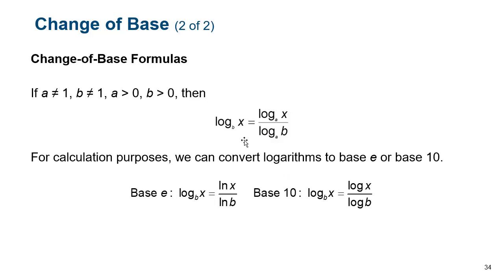So if we look at an example, log base b of x is the same thing as log base a of x over log base a of b. That means we can convert logarithms to base e or base 10. So log base b of x is log base e of x, which is natural log, all over log base e of b, which is natural log of b.